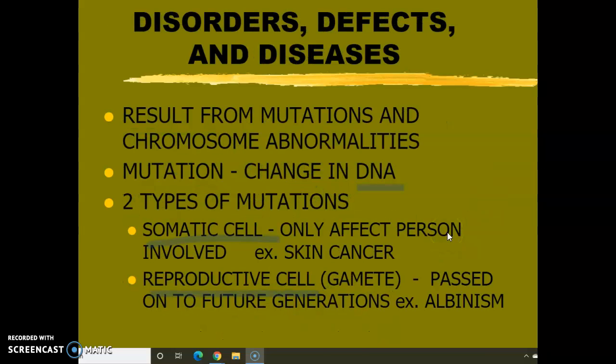Now, we learned a lot about mutations already. I just want you to write for 27, I want you to write it's a change in DNA. And out beside it, I want you to put these 2 different types. Somatic cell, it only affects the person involved, like skin cancer. You know, skin cancer is caused by the sun. So if you get too much sun, you get skin cancer sometimes, but that doesn't mean you can pass that cancer on to your child. But a reproductive cell, that's the second type, a reproductive cell or a gamete type of mutation, you can pass on like albinism.